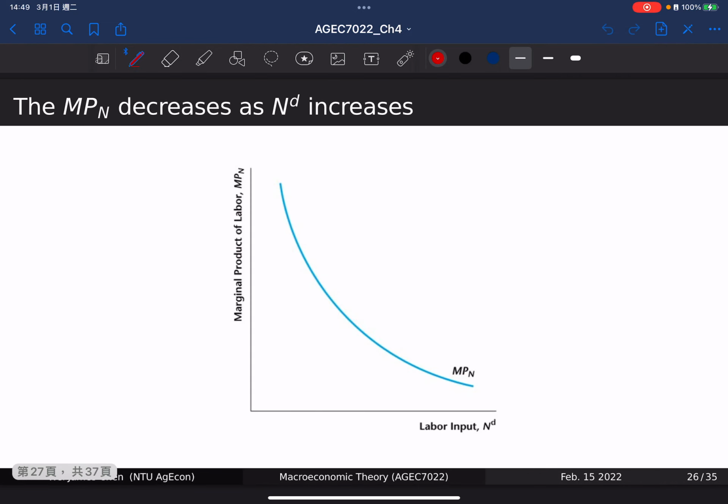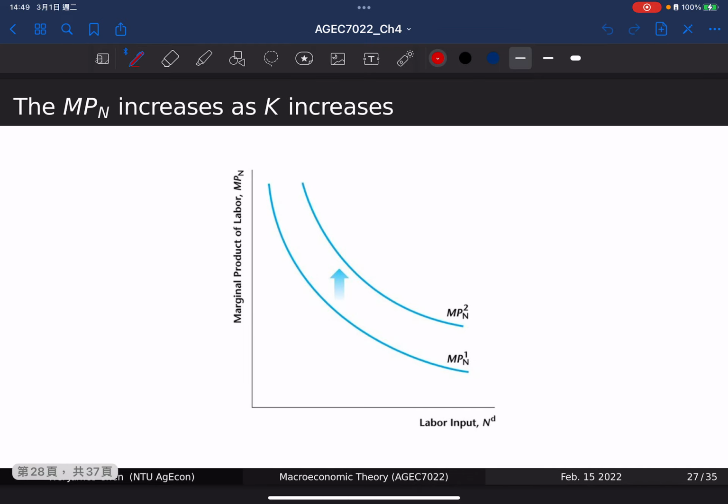And so if you draw the MPN, it's going to look like this. If you increase the labor input, and fixing K as well, okay? Fixing K, and you increase your labor input, then your MPN is going to be decreasing. Okay, but if you increase K, what happened? Then the whole line parallelly moves up. Okay? Can you picture that?